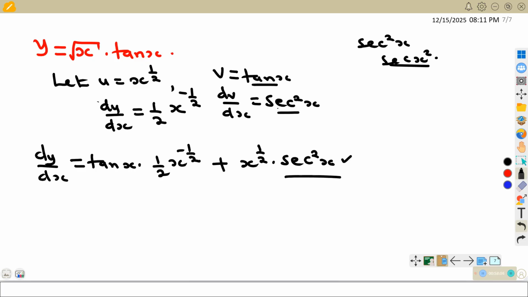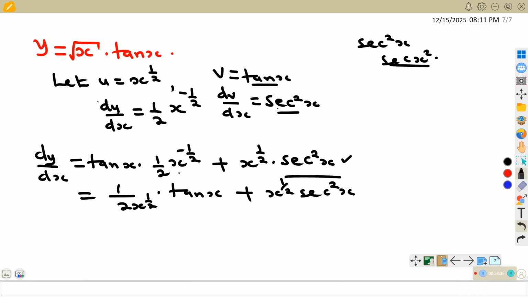but basically the procedure is okay. Others, you should be able to simplify this now. This can be easily simplified, especially by bringing this one into the denominator, or else you pull it out. Someone can have this as 1 upon 2 x to power half times tan of x plus x to power half, then sec squared of x.